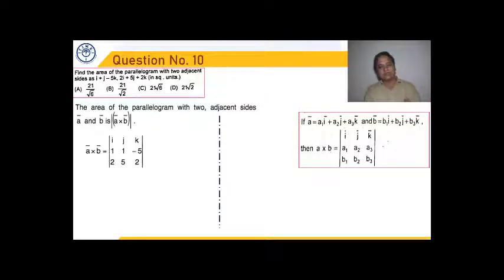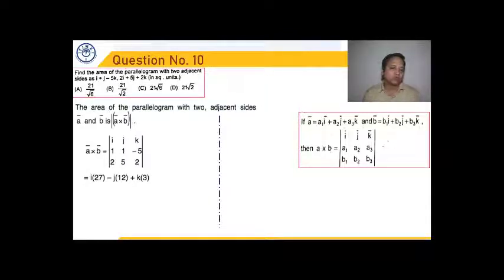Now A cross B, we keep the corresponding values i, j, k. First vector is 1, 1, minus 5. Second vector is 2, 5, 2. Let's start along with the first row. i into 2 minus of minus 25 becomes plus 25 plus 2, 27i.